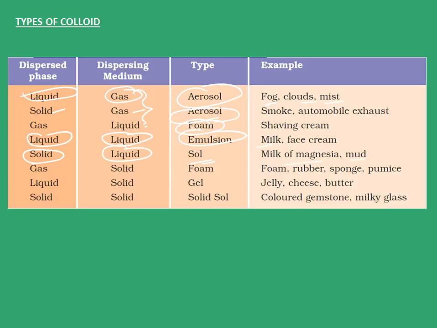When the dispersing medium is solid and dispersed phase is gas, it is called foam, for example rubber, sponge, pumice, and foam. When the dispersing medium is solid and the dispersed phase is liquid, it is called gel. Example, jelly, cheese, butter. And in the end, if the dispersing medium is solid and the dispersed phase is also a solid, it is called a solid sol. The examples of which are colored gemstone and milky glass.